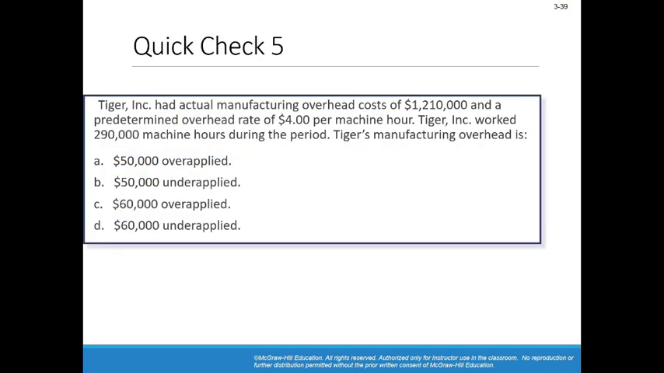So here's an example that we can look at. In this example, it's one that's at the end of the chapter.